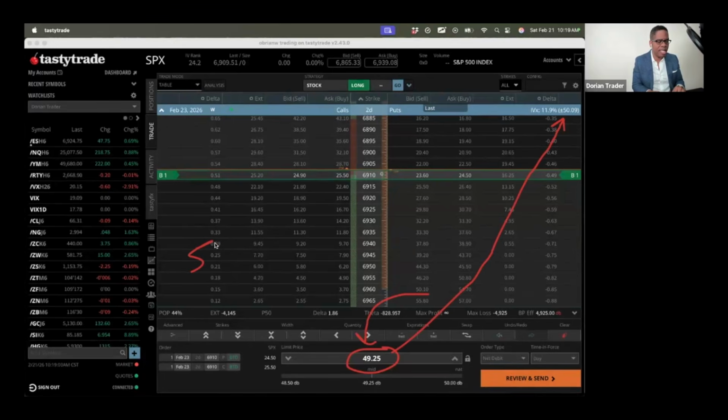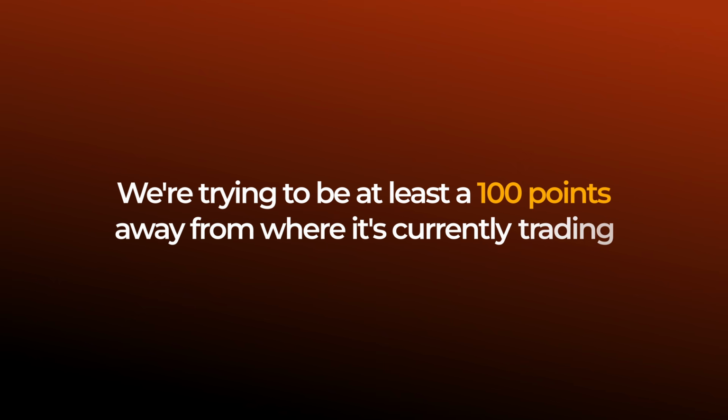So we take that 50 and we times it by 2, and that equals 100. So what we do is we take that 100 and we add it to where it's currently trading at, and we subtract it from where it's trading at. This is the setup of the trade. We're trying to be at least 100 points away from where it's currently trading.